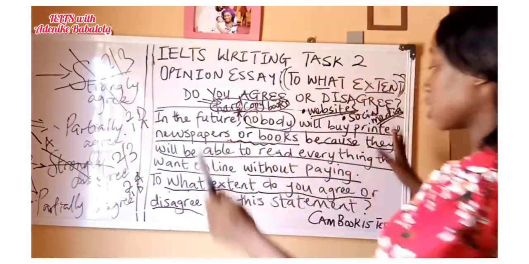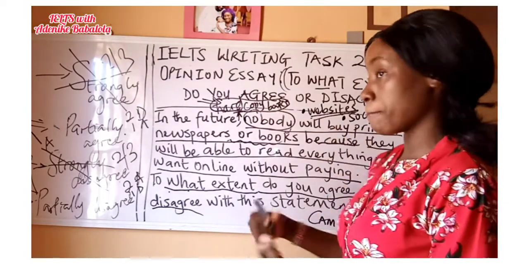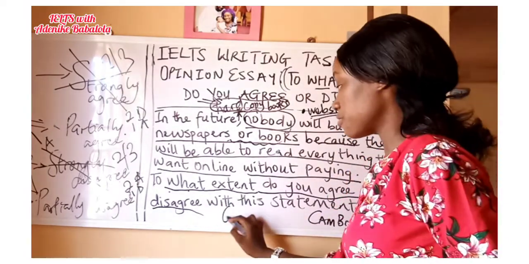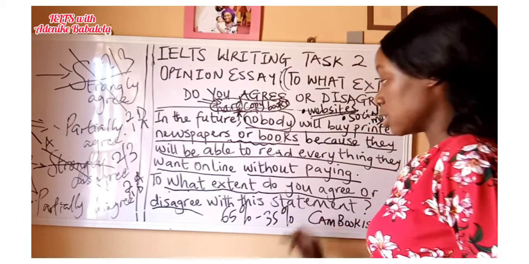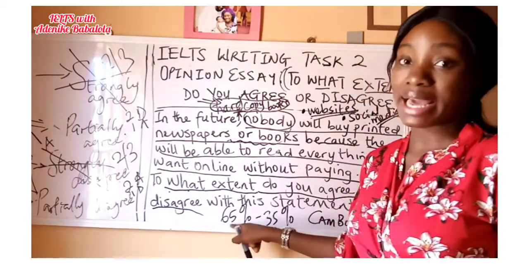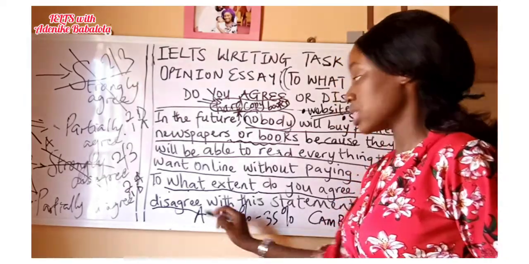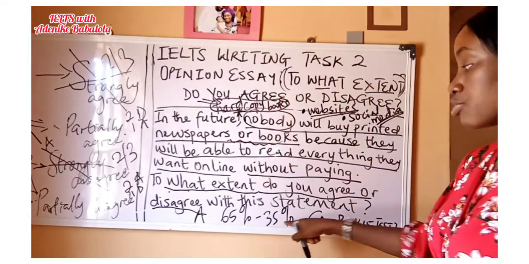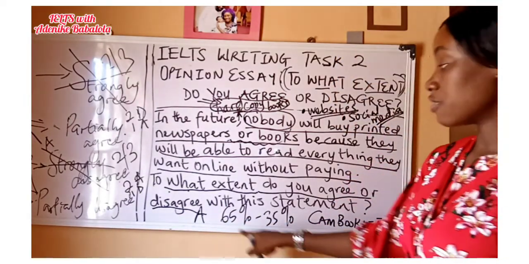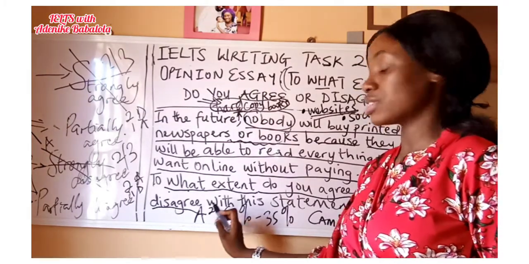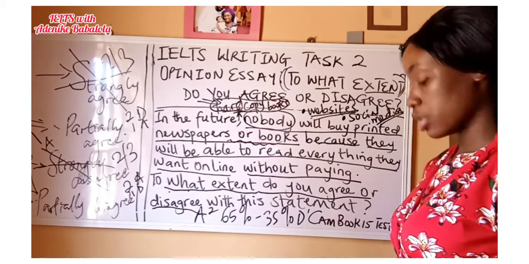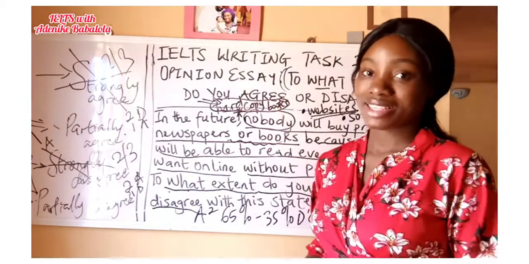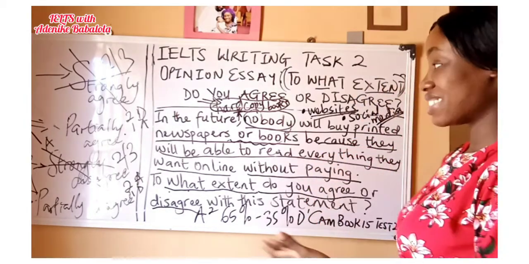So the way to see this kind of question is like saying 65% to 35%. So the 65% is my agreeing. I choose to agree 65%, but I disagree 35%. So if it's 65%, you know that 2 points would do justice. And if it's 35% for disagree, it is just 1 point you need. So I hope that this has helped you to a large extent.